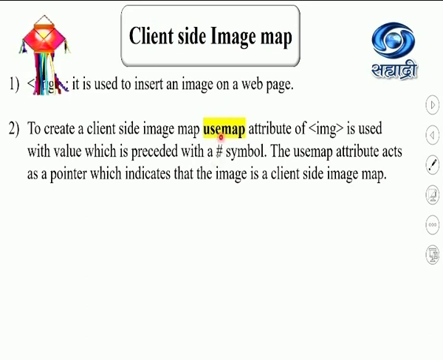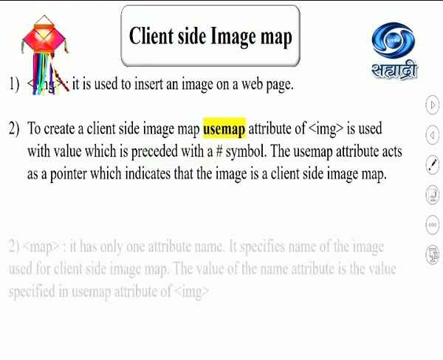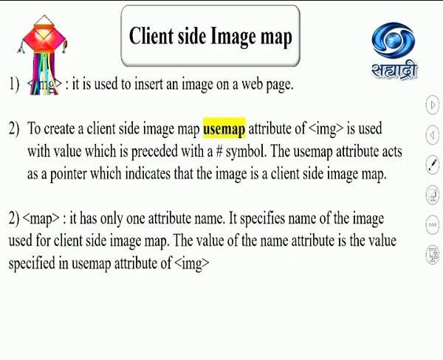And remember that the hash symbol is used when you want to specify the name of the map file. So here the map tag is required to specify which coordinates you want to highlight for the hyperlink. The map tag has only one attribute. Do remember that attribute is name, which will identify the map. Students, do remember whatever name you specify in the map tag, you will specify that inside the usemap by using the hash symbol.